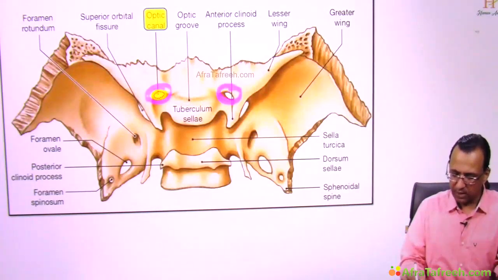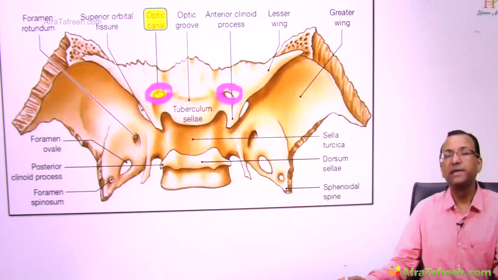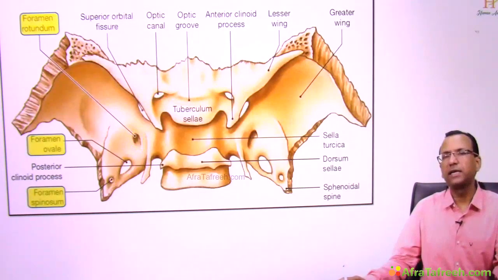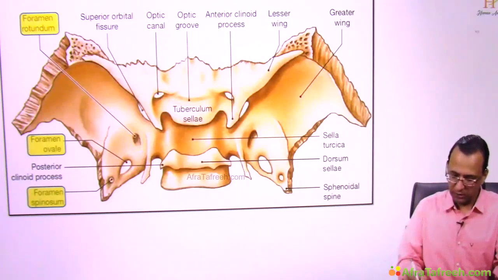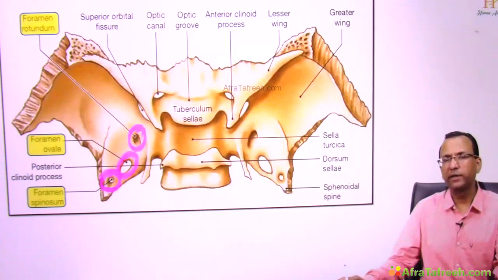I think optic canal is in the lesser wing of sphenoid for the passage of the optic nerve. Yes, it is. And what is this? Opening in the greater wing of sphenoid. I know. This is foramen rotundum. This is foramen ovale. This is foramen spinosum at the floor of middle cranial fossa.